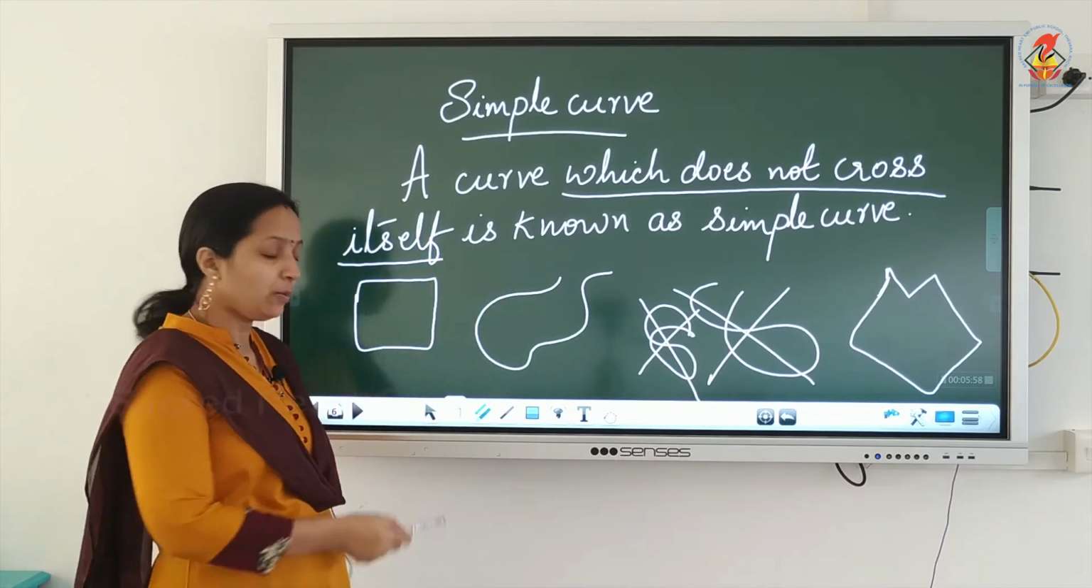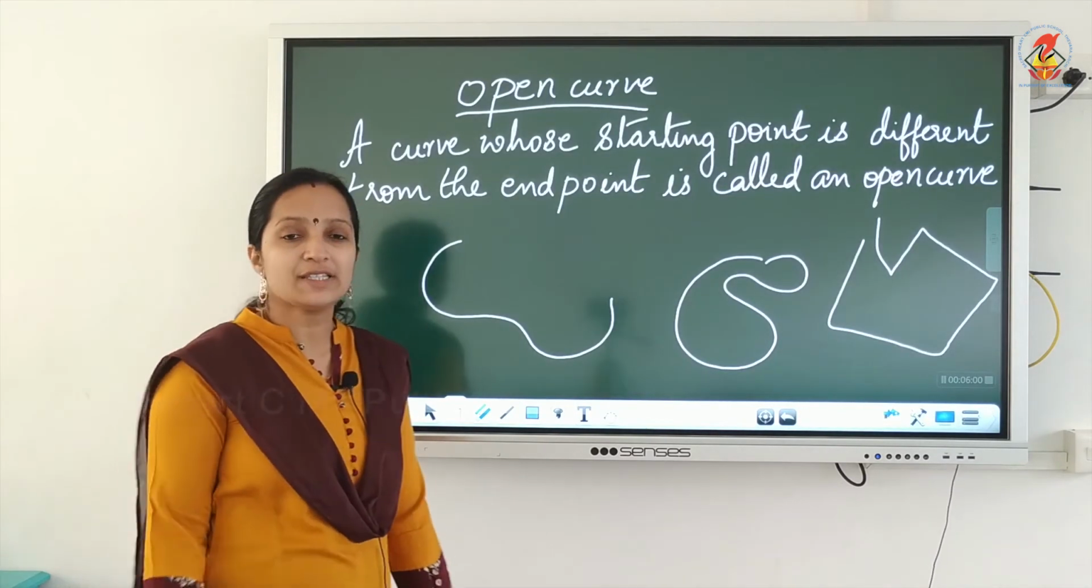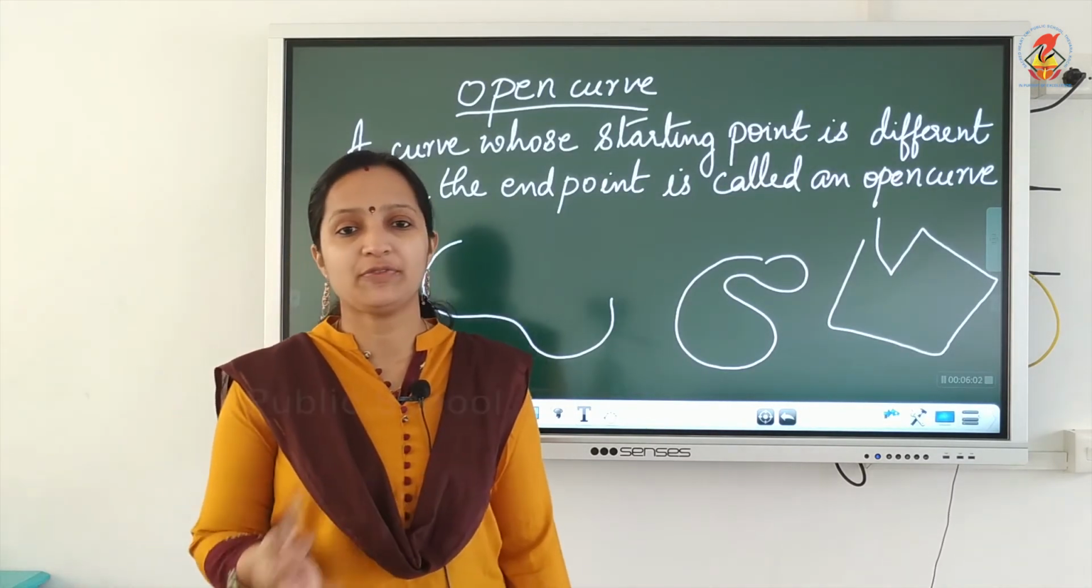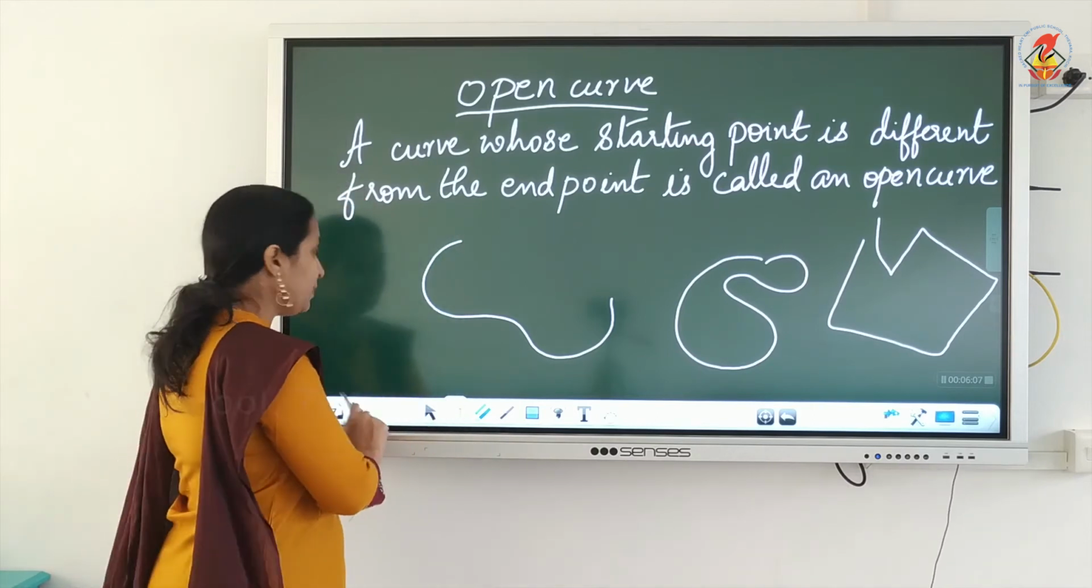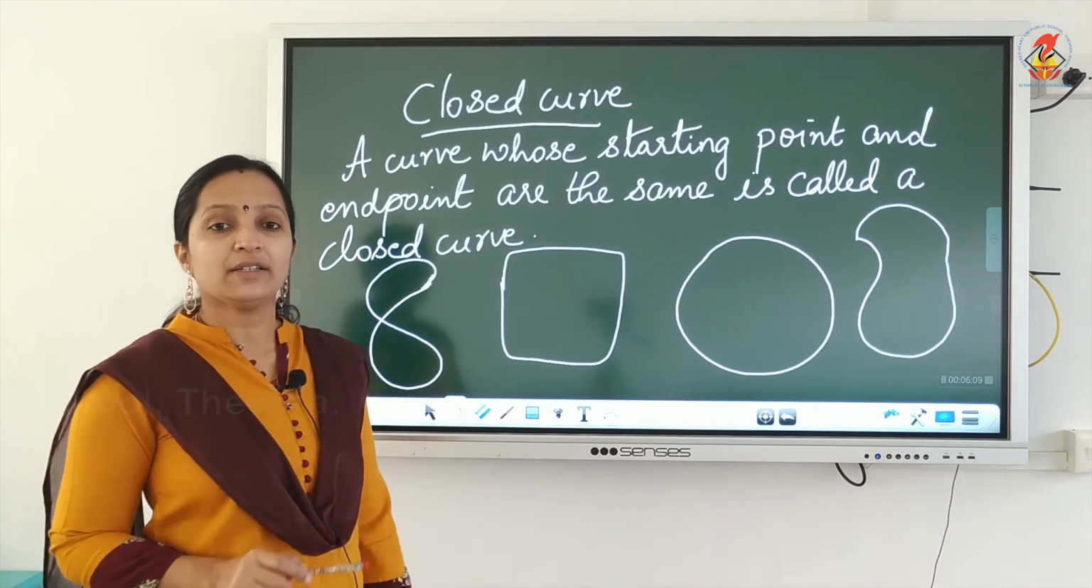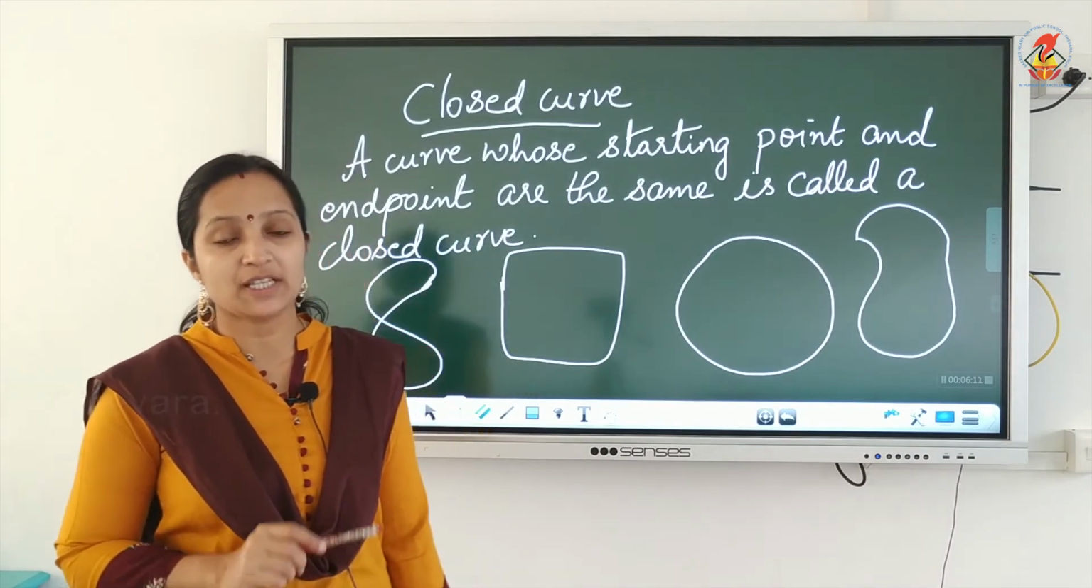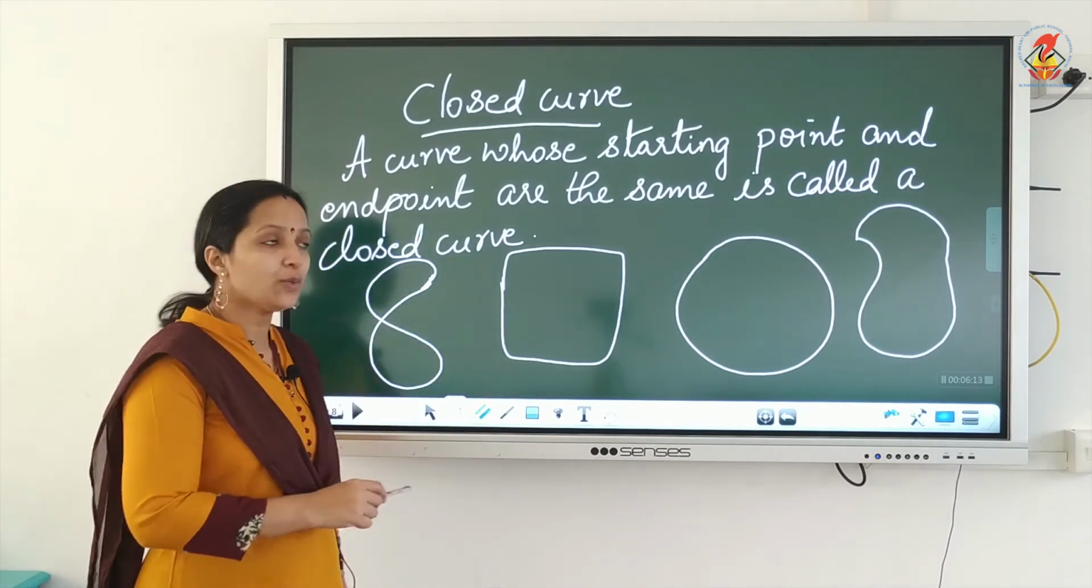And what do you mean by open curve? Open curve means starting point and ending point is different. Such types of curves are called open curves. And what do you mean by closed curve? Starting point and ending point is same. Such types of curves are called closed curves.